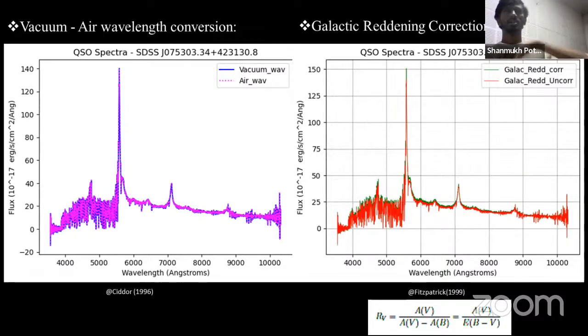After that, since the source is far away, there is galactic reddening also, so I need to correct for it, where there is a lot of flux difference. If you look at the legend, there are two different lines, vacuum wavelength and air wavelength. The dotted lines are air wavelength. The difference is very minute, but it contributes a lot to the final estimate, so every precise correction is very important. As for galactic reddening, the green one shows the corrected spectrum, because the flux has shifted upwards. The flux we receive is reduced because the radiation is partly absorbed by dust in the interstellar medium.